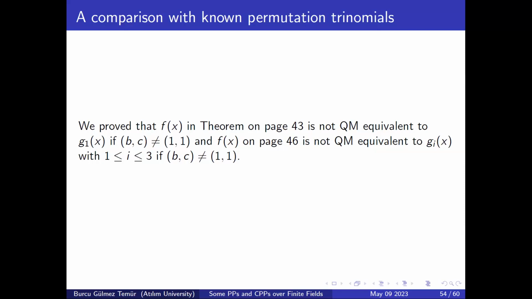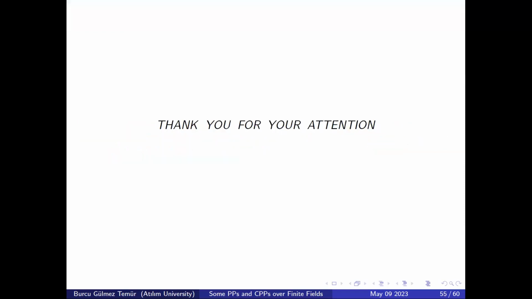B and C are not both 1. Actually, when B and C are both 1, it is the permutation polynomial that we started with, so there is no problem. This shows us that our results are new permutation polynomials, not quasi-multiplicative equivalent to the known ones. Okay, that's all. Thank you for listening.